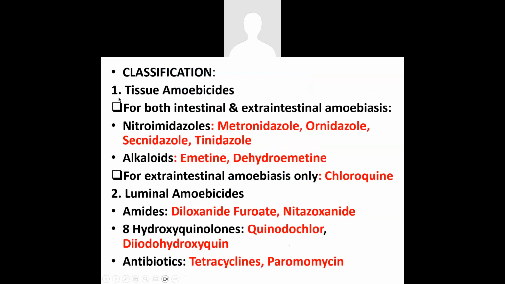In the classification of amoebiasis, we have luminal amoebiasis and tissue amoebiasis or extra-intestinal amoebiasis. For tissue amoebiasis, for both intestinal and extra-intestinal amoebiasis, we can use nitroimidazole or alkaloids such as emetine or dehydroemetine. For the extra-intestinal amoebiasis, the only drug used is chloroquine.